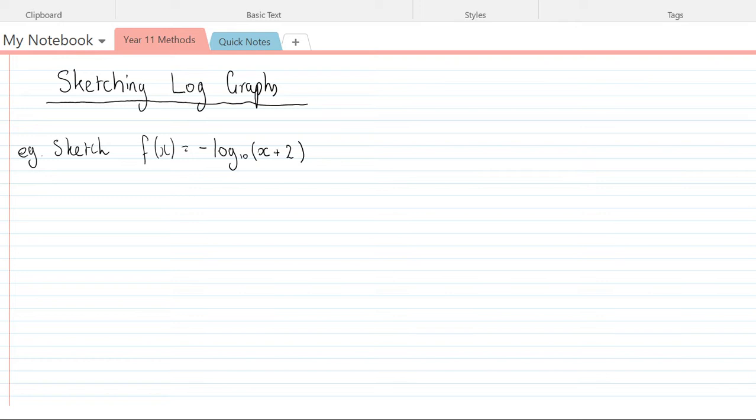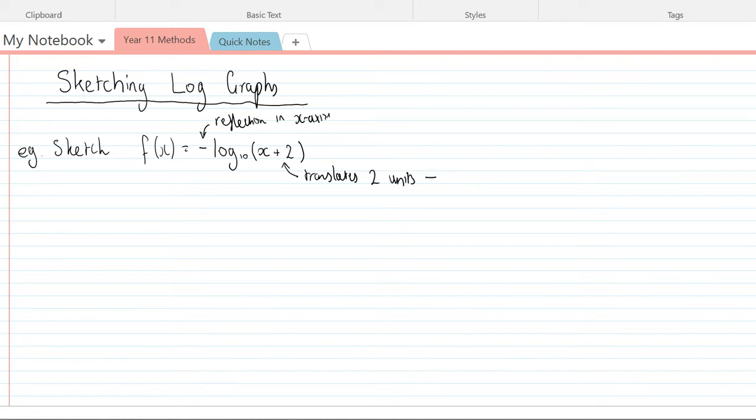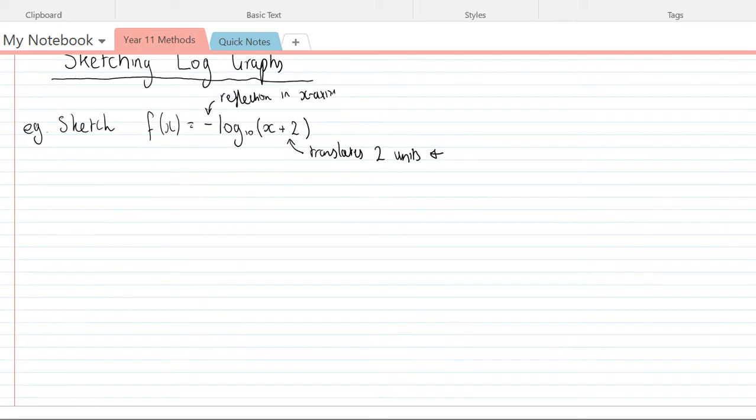So the first one, sketch f of x equals negative log base 10 of x plus 2. We need to know that this negative here is a reflection in the x-axis. We need to know that this plus 2 here translates 2 units to the left. The proper way of saying that is translates 2 units in the negative direction of the x-axis. And then we can draw it.